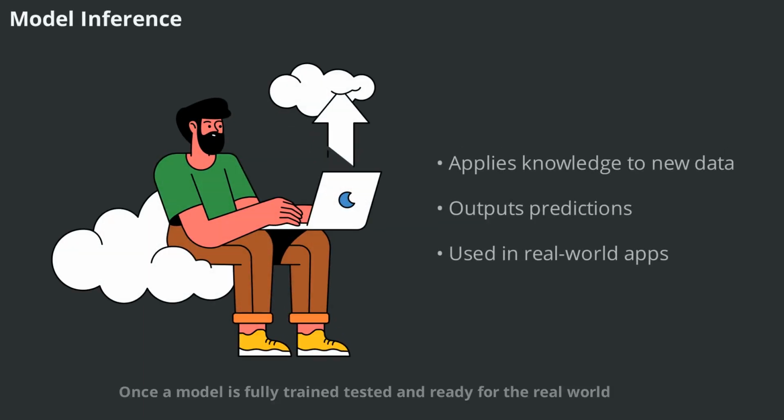Once a model is fully trained, tested, and ready for the real world, it's time for inference. Inference is when the live model applies its learned knowledge to brand new data and outputs a prediction. For example, when you upload a photo to Instagram and it instantly suggests tags for your friends, that's model inference in action. It's the final step where your model starts making a real impact.